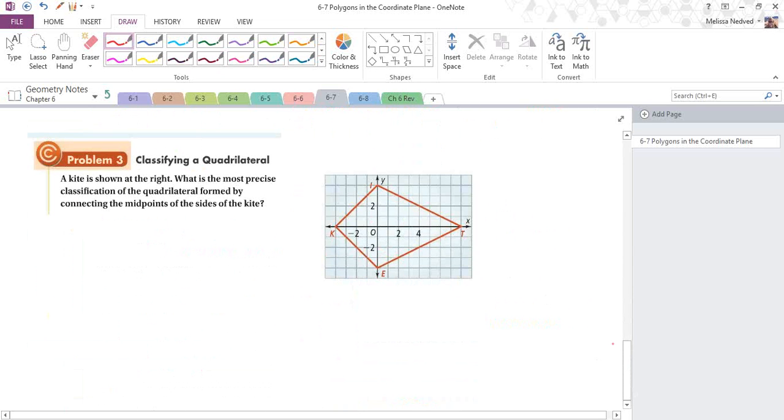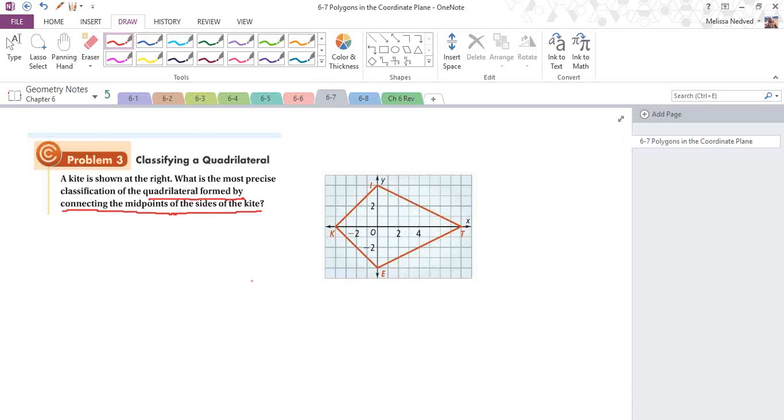So again, we're going to be asked to classify a quadrilateral, but it tells us we have a kite at the right. So remember what we learned in section 6, a kite has exactly 2 pairs of consecutive congruent sides. And we want to know the most precise classification of the quadrilateral formed by connecting the midpoints of the sides of the kite. So there's a lot going on there. This is what we really need to know. We want to know the quadrilateral formed by connecting the midpoints of the sides of the kite. So we're going to make some quadrilateral inside that kite, and that's what we're going to end up classifying.